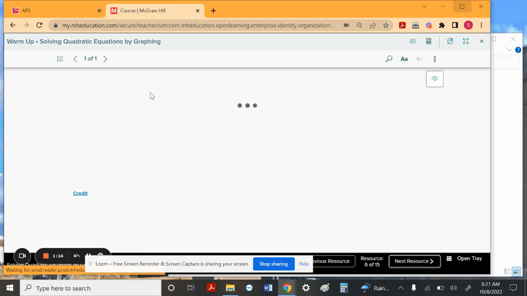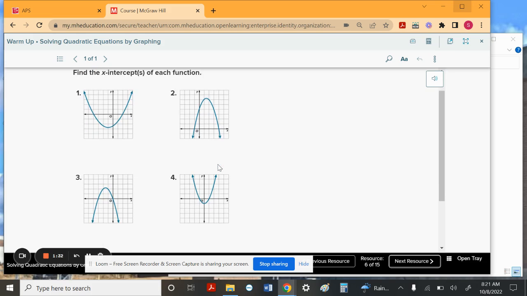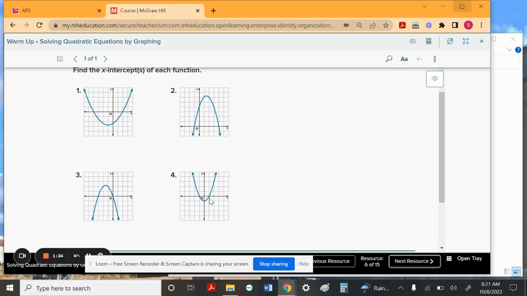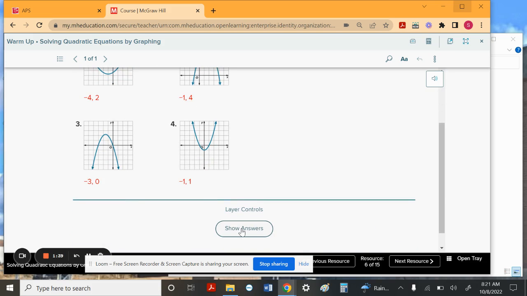The first thing that we're going to look at is trying to find the x-intercepts of each function. So notice this x-intercept right here is (-4, 0) and (2, 0). This one is (-1, 0) and (4, 0). You can see here we have (-1, 0) and (1, 0). But you can go through those and also check what the answers are, so that way you can see what they are when you're looking at these particular values. So that's going to help us once we start doing some of this graphing.